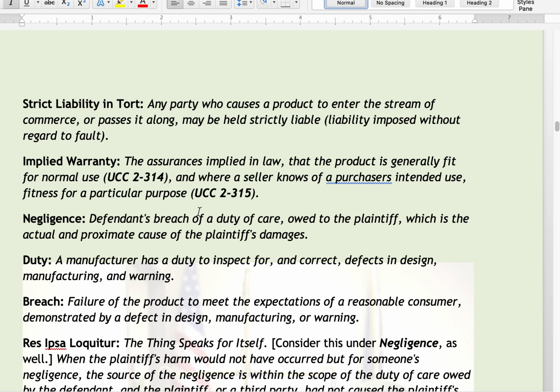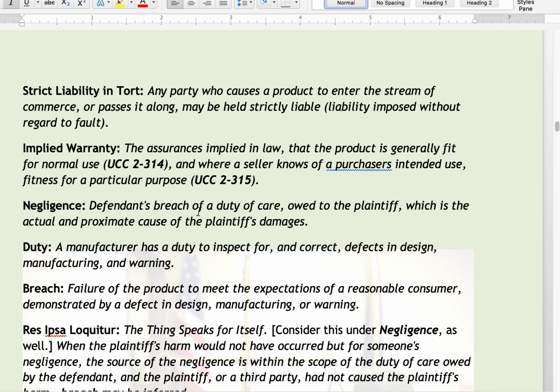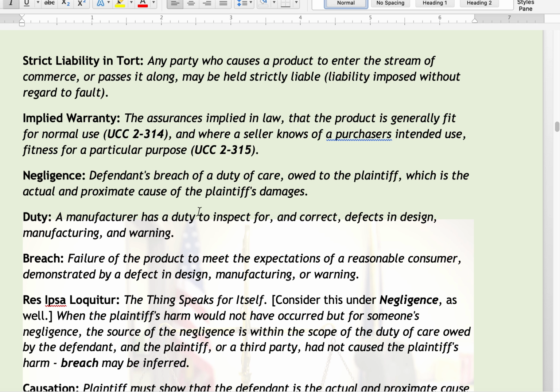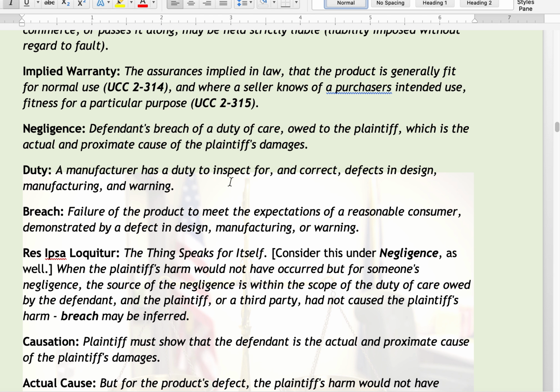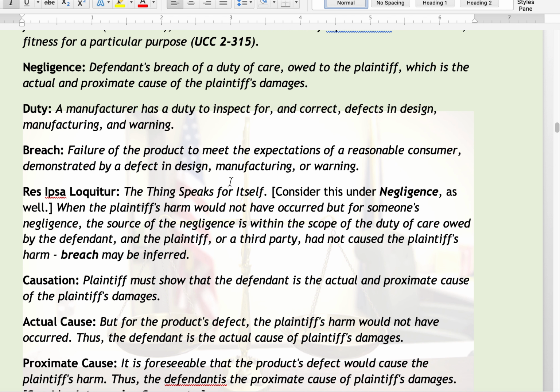Strict liability in tort. Any party who causes a product to enter the stream of commerce or passes it along may be held strictly liable. Liability imposed without regard to fault. Implied warranty. The assurances applied in law that the product is generally fit for normal use, UCC 2-314, and where a seller knows of a purchaser's intended use, fitness for a particular purpose.